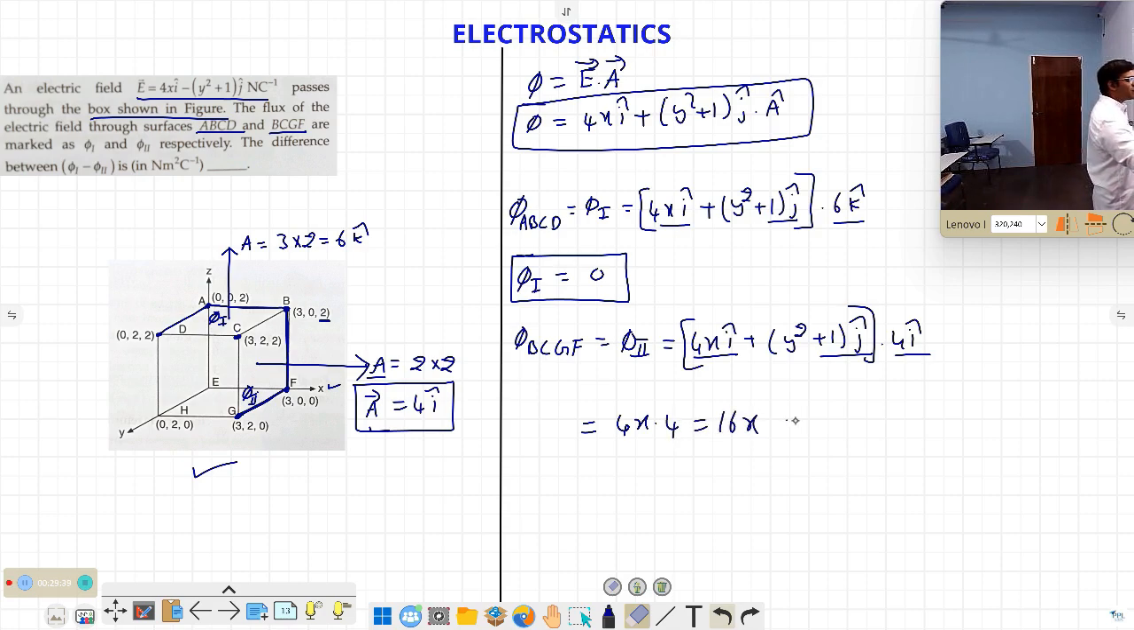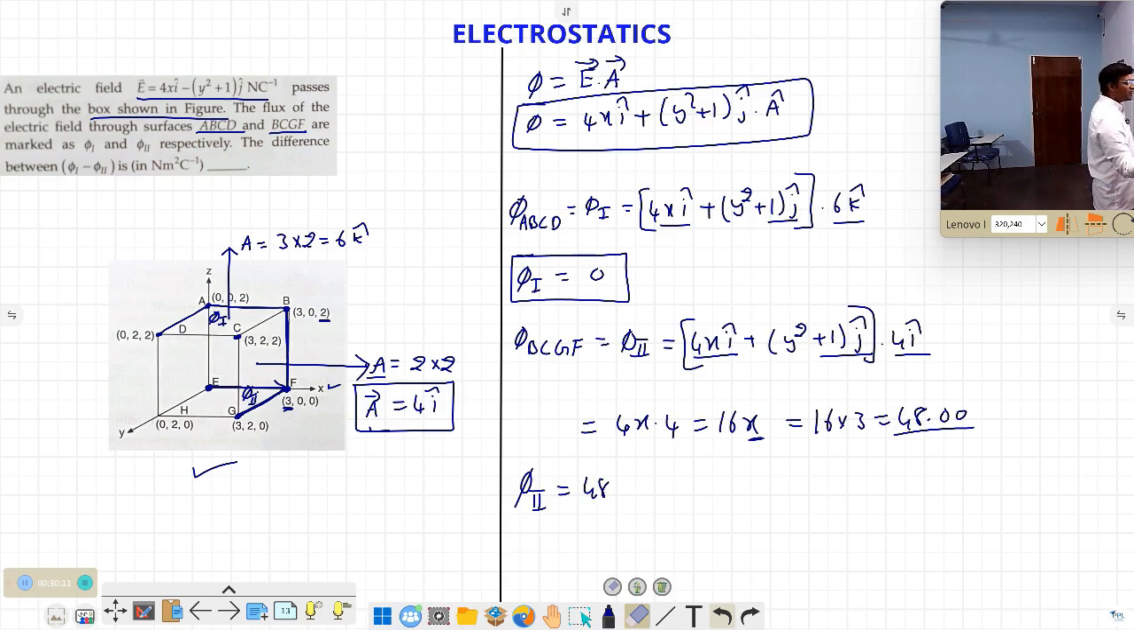So what is the x value? x is the distance. That means what position we need to calculate along the x axis. What is the distance of the face from the origin? The face is at a distance of 3. That means 16 into 3, we are going to get 48. So in numerical terms, 48.00 we can write. So the flux across BCGF, that is the second face, is 48.